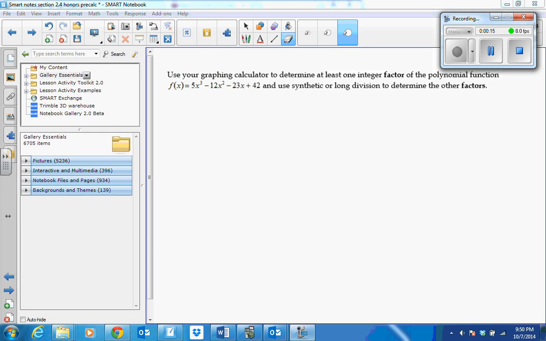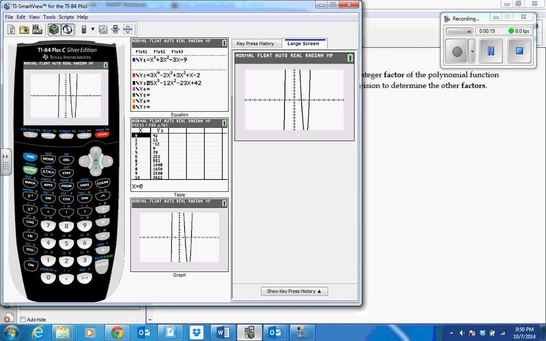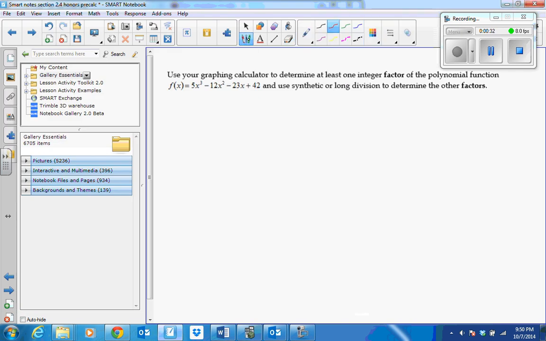So picking up where we left off, if I graph this in my graphing calculator, this is what appears. So what we see is that we have a root at -2, and we have another root at +3. So we're going to work with one of those. I'm going to choose to work with the root -2. So I'm going to put that in a box there and do synthetic division.